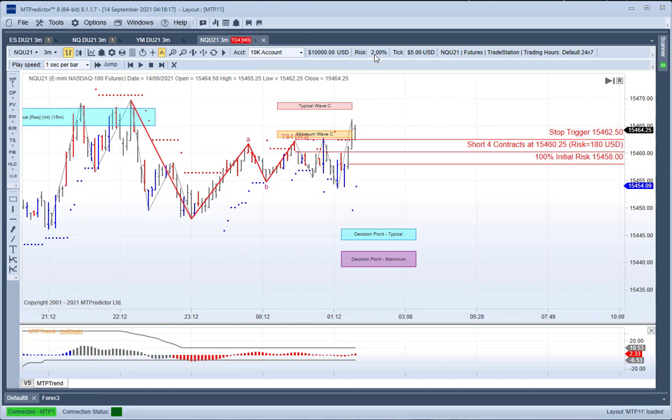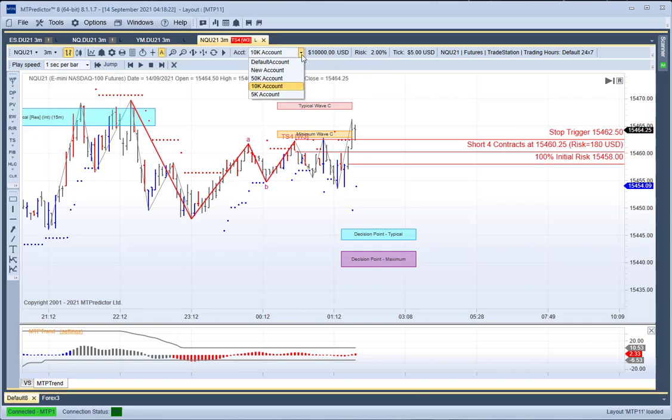In this case, for futures, we're risking 2% of, well here this is a $10,000 account, but our default account is $20,000, or if we say trading a small account, can you see how the number of contracts changes depending on your account size, but it's still the same initial 2% risk on whatever account size you have.